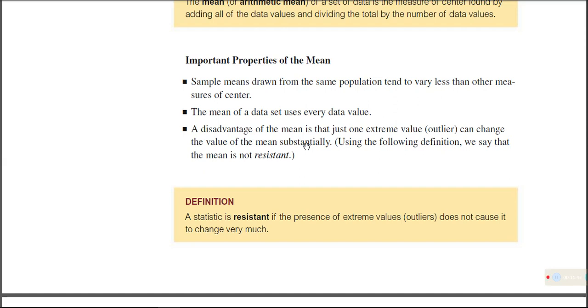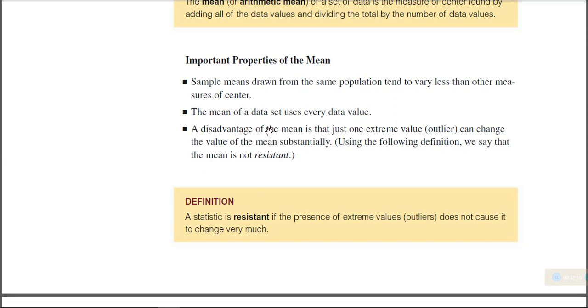Ano ang disadvantage ng mean? Kailan siya hindi dapat ginagamit? So, when you have outliers, bakit? Kasi sensitive siya sa outlier. Meron tayong proper na term dito. 'Yun 'yung term na resistant. Pag ang isang measure of center ay hindi affected ng outlier, that means it is resistant. Pero si mean, hindi siya resistant.